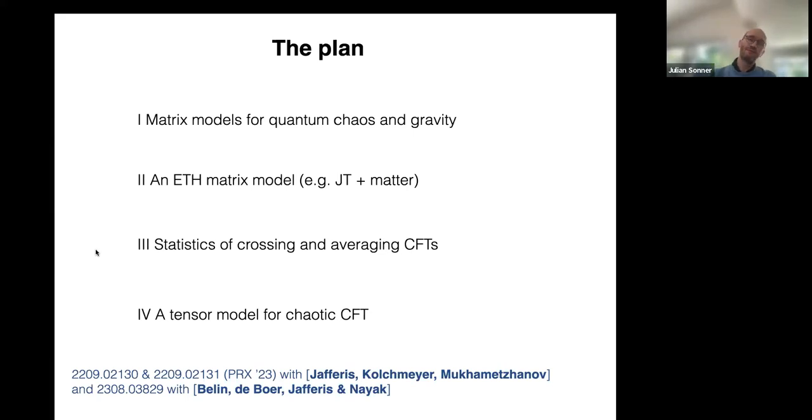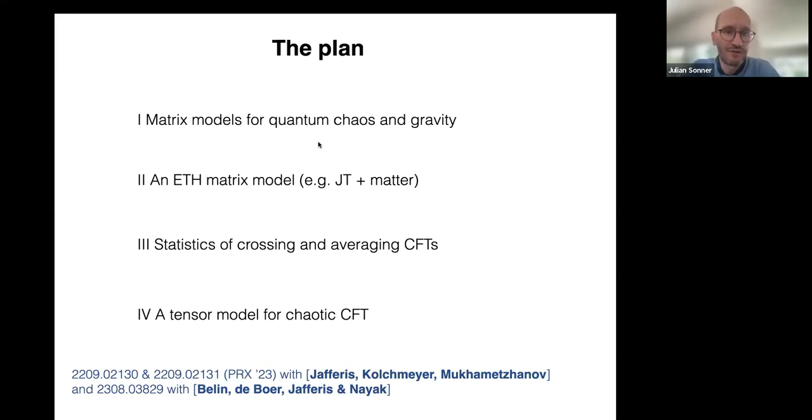So I will try and tell you a little bit why we're going to think about averaging over matrices, or later on even tensors. And I will give you an overview of how they have come up in the past in the context of quantum chaos and quantum gravity. And we will make connection to this, but in novel ways.